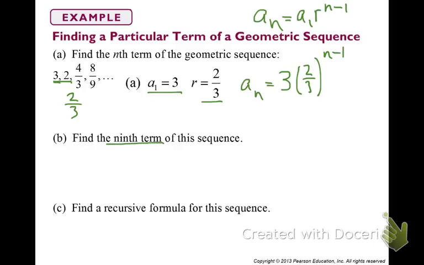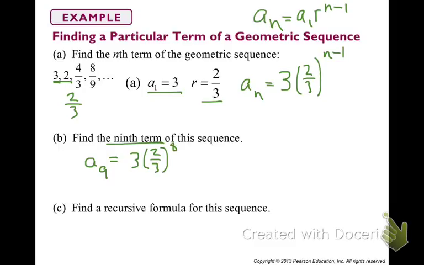The ninth term. So until you establish your nth term, your explicit formula, you can't find each term. Now we can find each term. In this case, let's find the ninth. So we're going to find a sub 9 equals my a sub 1, which we found to be 3, times that ratio of 2/3 raised to the n minus 1, which would now be 8.